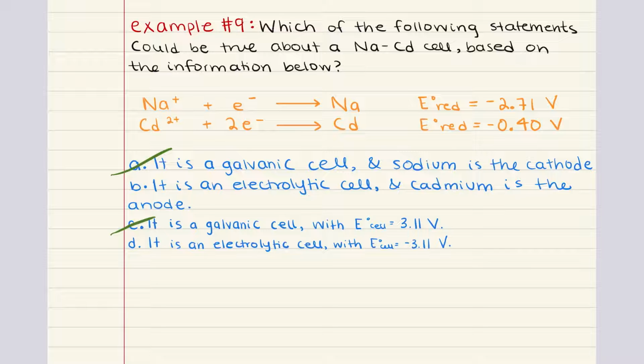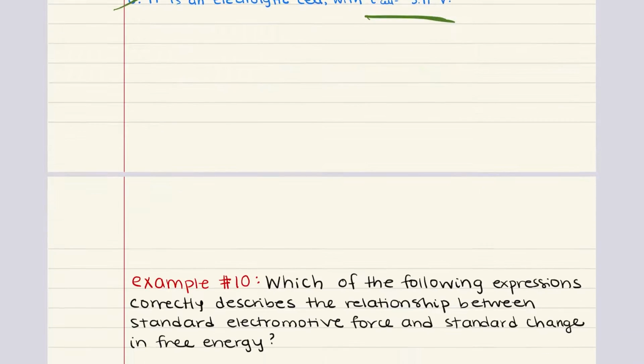So option B is correct, and it is the correct answer for this problem, but I want to show you why answer choice D is incorrect. For an electrolytic cell, the cell potential would be calculated as negative 2.71 volts minus negative 0.4 volts. That would give us negative 2.31 volts, which doesn't match with the number that's given in answer choice D. So that means the correct answer for problem 9 is going to be B. Let's tackle problem 10.